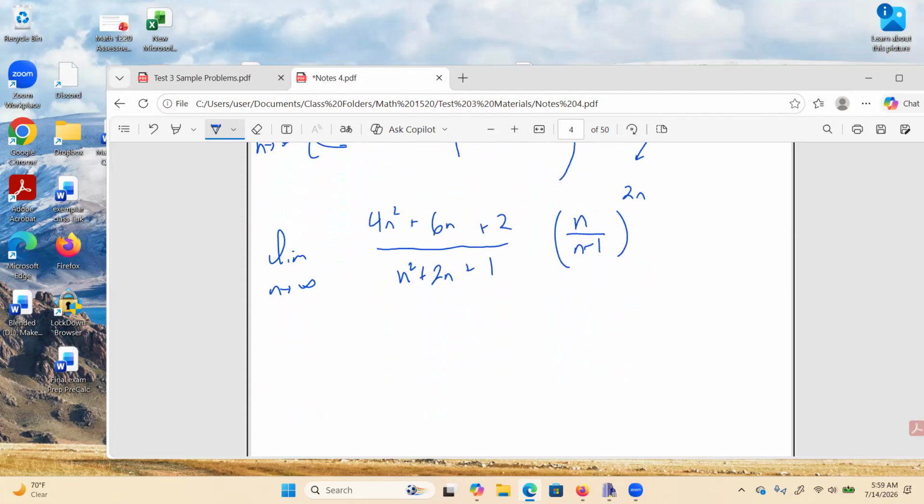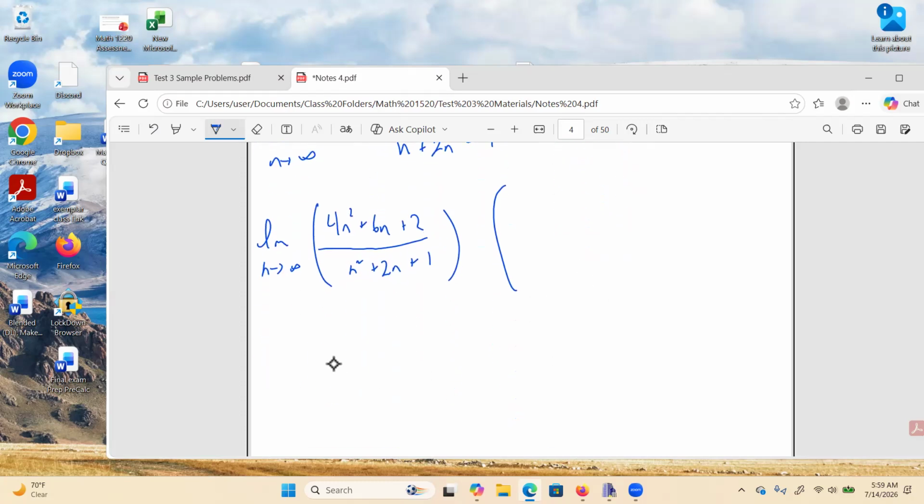So we have our limit as n goes off to infinity. Here we have our 4n squared plus 6n plus 2 divided by n squared plus 2n plus 1. This part doesn't really seem quite so scary. Now over here, we have n over n plus 1. I don't know what this is, but how about n plus 1 over n raised to the n? That's 1 plus 1 over n raised to the n, and that reminds me of a special number. That reminds me of e.